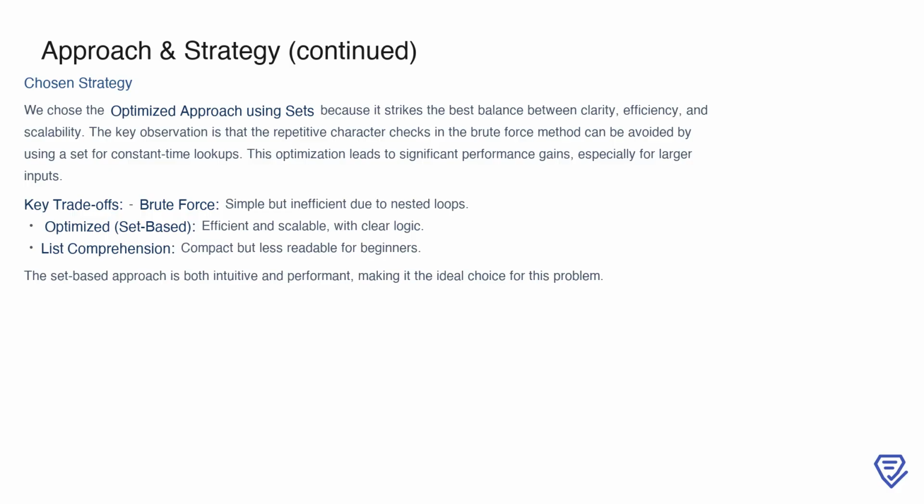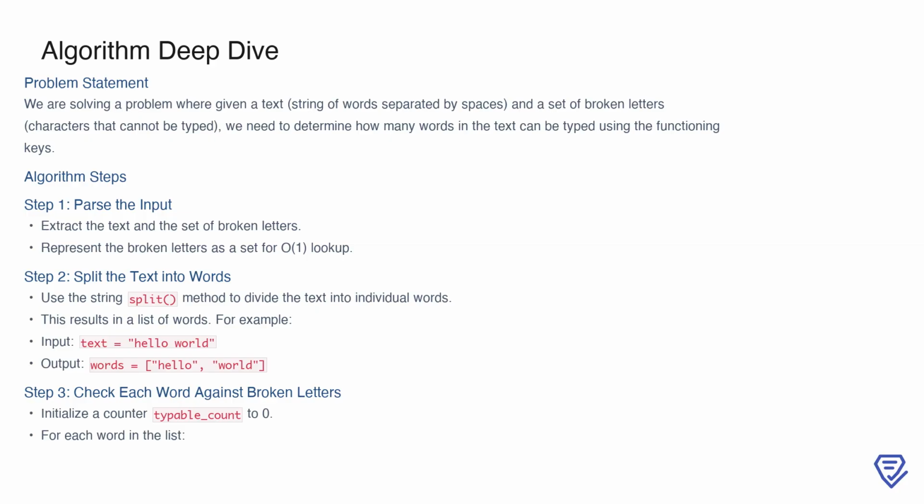When comparing the approaches, the brute force method is simple but suffers from inefficiency due to its nested loops. On the other hand, the list comprehension approach is compact and Pythonic but may sacrifice readability for those new to the language. The set-based optimized approach, however, is both intuitive and performant. It provides clear logic while ensuring the solution remains efficient and scalable, making it the best choice for tackling this problem effectively.